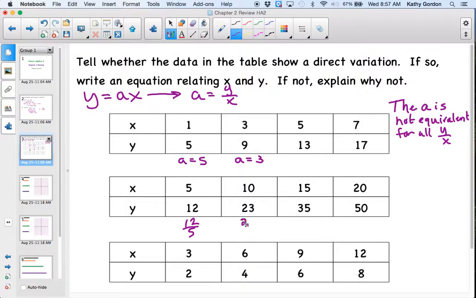But then what's my second one going to be? 123 over 10. Can that be simplified? No. So is that going to be equal to that? No. So we're in that same boat. Our a's are not going to be the same, so this is not going to be a direct variation. How about the last one?